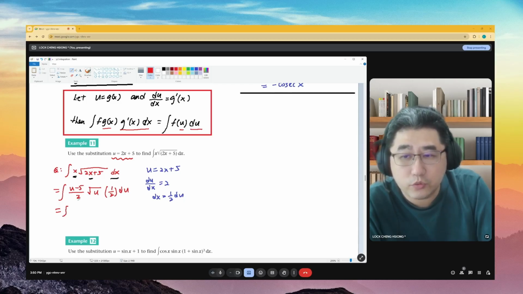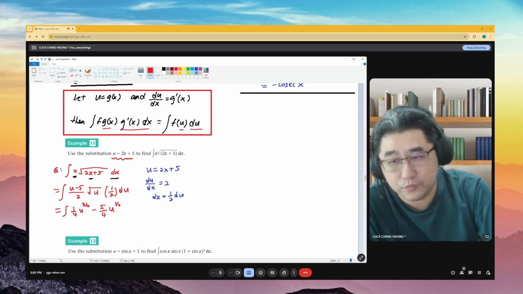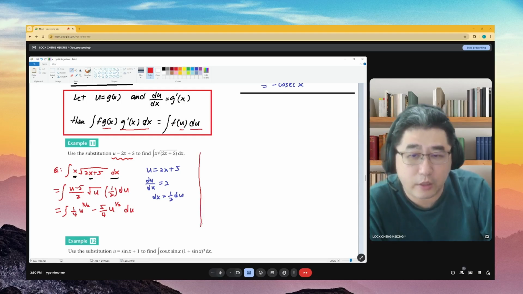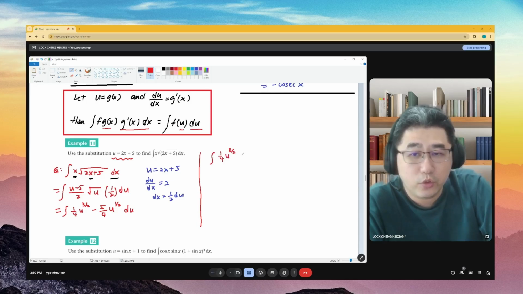So what do I get? 1 over 2, 1 over 2, 1 over 4, u power 3 over 2, minus 5 over 4, then u power 1 over 2, du. Now I change it into something nicer. I'm going to continue from here. So integrate 1 over 4 u power 3 over 2 minus 5 over 4 u power 1 over 2 du.